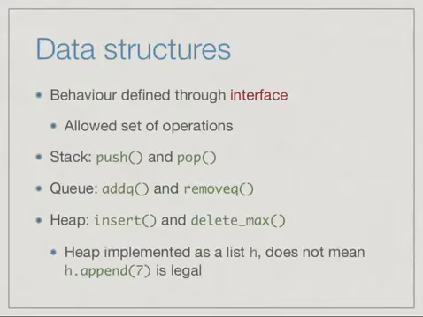Now, just because we implement a heap as a list, it doesn't mean that the functions that are defined for lists are actually legal for the heap. So if we have a heap h, which is implemented as a Python list, though the list will allow an append function, the append function on its own does not insert a value and maintain the heap property. So in general, a call such as h.append(7) would not be legal.